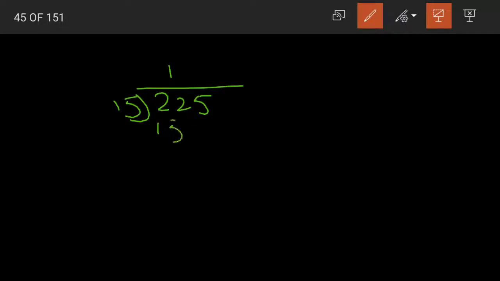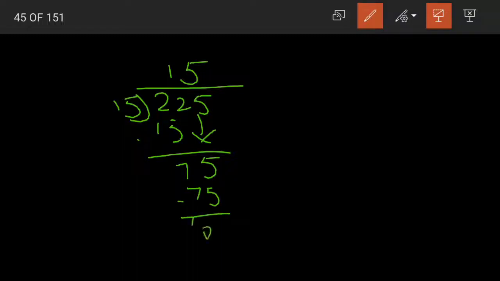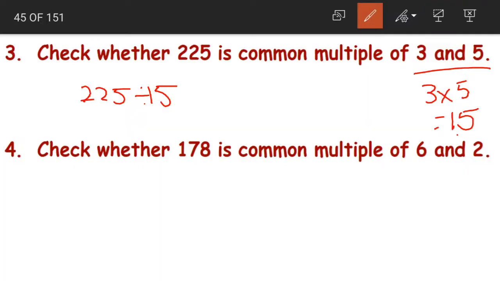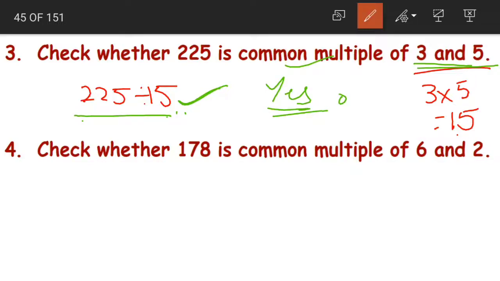We have 15 ones are 15. When we subtract, 7 is remaining, 5 brought down. We have 15 5s are 75. When we subtract again, 0 is our remainder, children. So what does that mean? 0 is remainder means 225 is divisible by 15. So that means that it is a common multiple. Yes, it is a common multiple of 3 and 5.